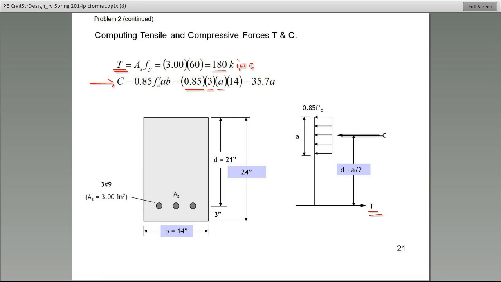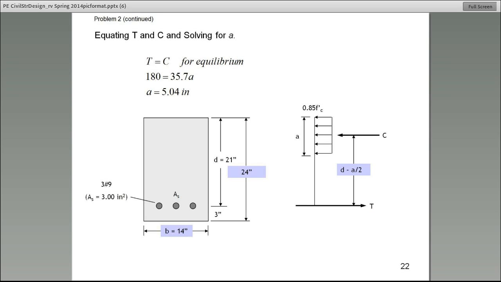Lowercase a, we do not know what that is. This is the way to calculate it. And where do we get 14? Make a note of it. 14 is the width of that beam. All right, so capital C comes out to be 35.7 A. A is an unknown. Big T is 180. These two forces are equal.